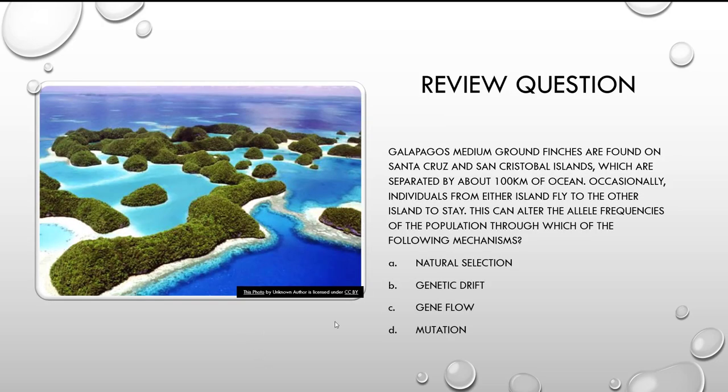All right, so let's do some review questions. Galapagos medium ground finches are found on Santa Cruz and San Cristobal Islands, which are separated by about 100 kilometers of ocean. Occasionally, individuals from either island fly to the other island to stay. This can alter the allele frequencies of the population through which of the following mechanisms? Is it A, natural selection, B, genetic drift, C, gene flow, or D, mutation?